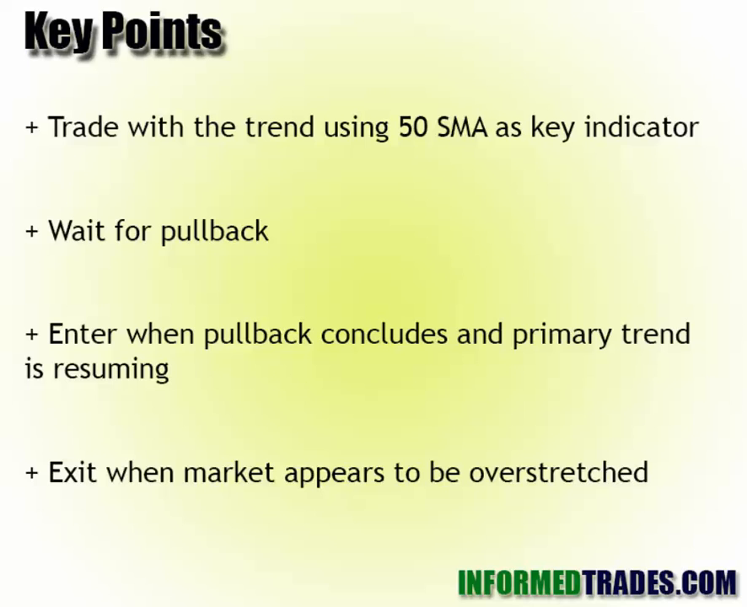Then you wait for a pullback. So if price is way above the 50 simple moving average, you want to wait for a pullback. Look for signs that the pullback has concluded and the primary trend is resuming. And then you exit when the market appears to be overstretched, which you can measure a variety of ways. Primo uses oscillators as one way to detect this.